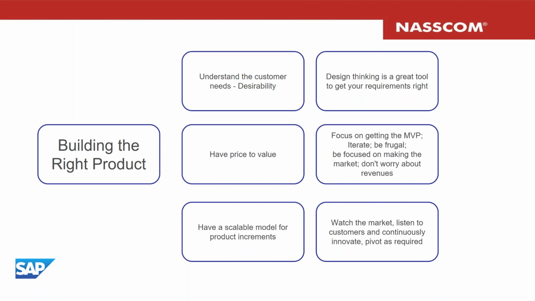So to get to your MVP, you need to be frugal, and you need to look at the market needs. And initially, when you're doing the MVP, don't look at revenues alone. Get it right, and then you'll definitely scale up. Right. So after you do the MVP, you need to have a scalable model for increments, and you need to quickly adapt as the markets are continually changing. You need to innovate. You need to pivot as is required.